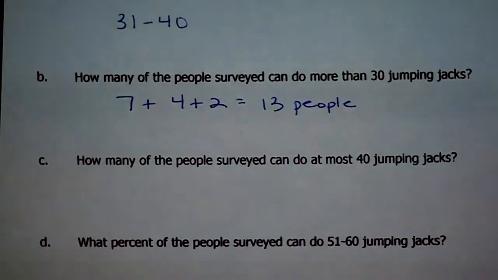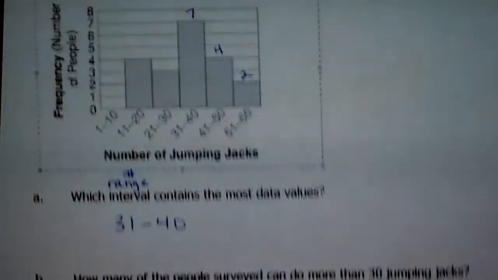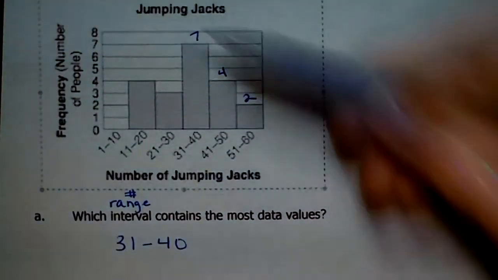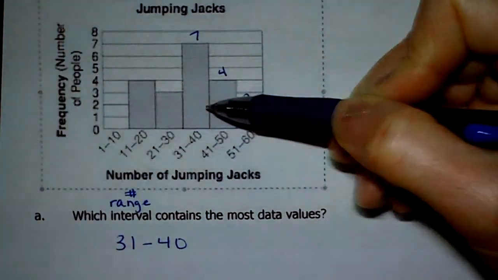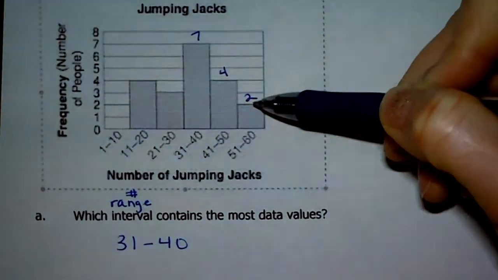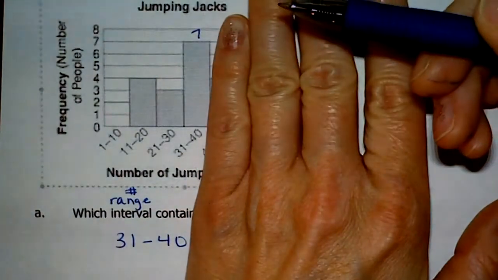Okay, letter C asks you, how many of the people surveyed can do at most 40 jumping jacks? So 40 is the maximum amount they can do. They can't do any more than that. So take a look. At most 40. So right here, this one ends with 40, right? The 41 to 50 and the 51 to 60 range won't be included because that's more than 40.